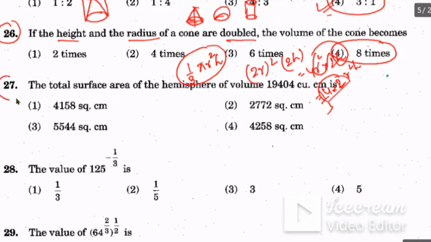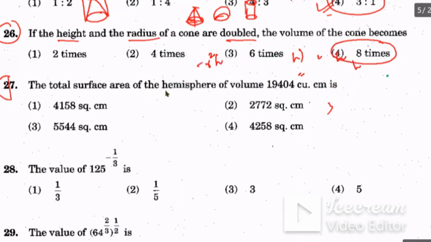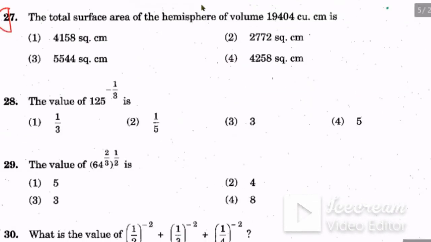Now question number 27. The total surface area of a hemisphere of volume 19404 cubic centimeters is. So what will be the total surface area? Both formulas you can write.